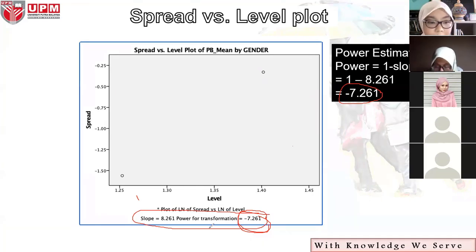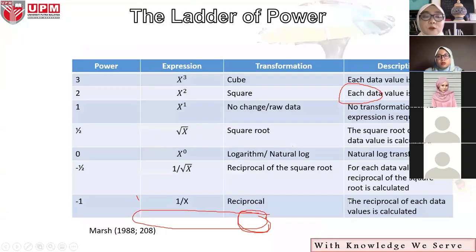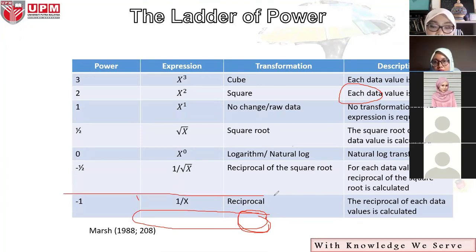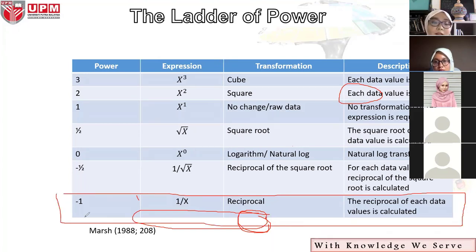Okay, so based on that, we need to check which transformation strategy is required based on that power. The one that we have just now is -7. There is no -7 here, but we can use this one. So -1, the expression is 1 divided by x, so the transformation required is reciprocal. The description is that the reciprocal of each data value is calculated.